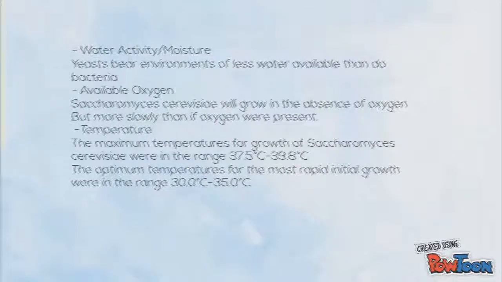Next, water activity. Yeast tolerate environments with less available water than bacteria do. Next, available oxygen. Yeast will grow in the absence of oxygen, but more slowly than if oxygen were present. The maximum temperature for yeast growth is in the range of 37.5 to 39.8 degrees Celsius. The optimum temperature is 30 to 35 degrees Celsius.